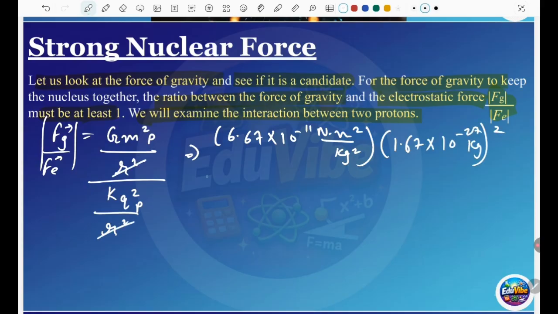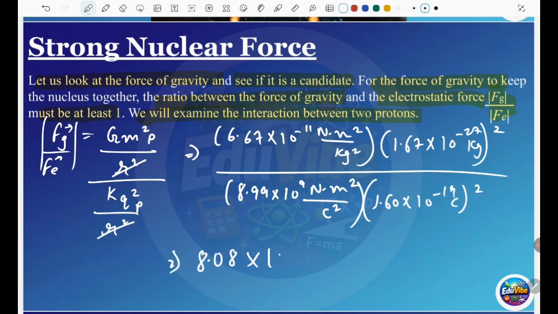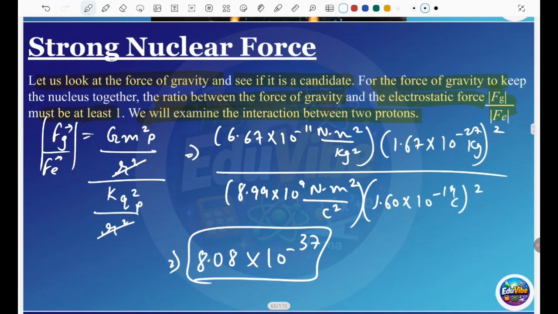Then r square cancels out. That whole thing is divided by 8.99 times 10 raised to power 9 newton meter square per coulomb square, multiplied by 1.6 times 10 raised to power minus 19 coulombs squared. When you calculate this, you get 8.08 times 10 raised to minus 37 with no units. You don't have to remember that number; we just calculate it as evidence.